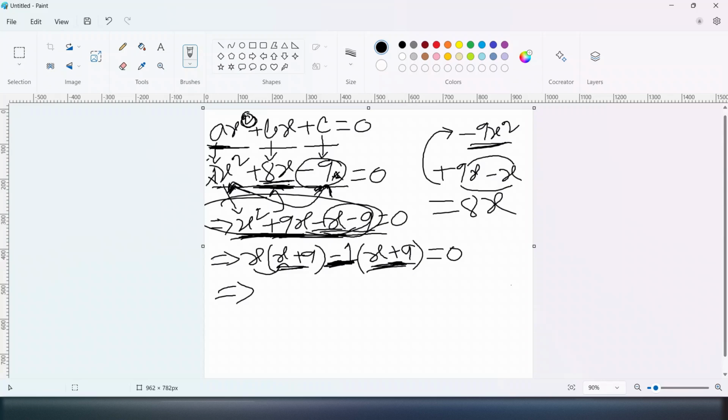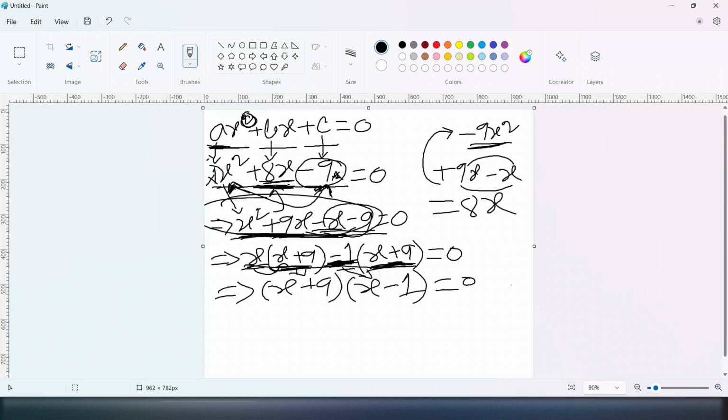So the next line is, you have these two common, you can write x plus 9 from these two terms, and you had x on here and negative 1 on here, you can write x minus 1 here, equals to 0. So this term came here and these two terms came here, okay?